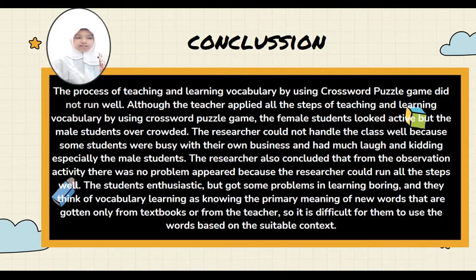The researcher also concluded that from the observation activity, there was no problem because the researcher could run all the steps well. The students were enthusiastic but got some problems in learning, and they think of vocabulary learning as knowing the primary meaning of new words. They only get them from the textbook or from the teacher. So it is difficult for them to use the words based on the suitable context.